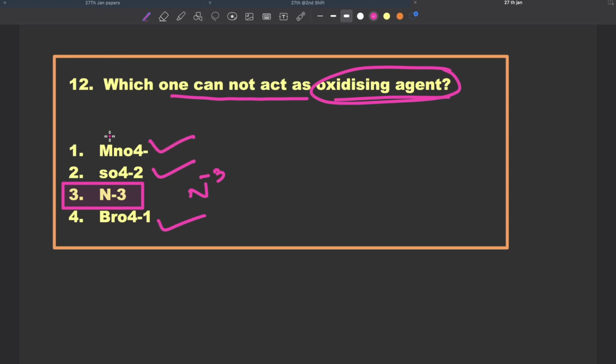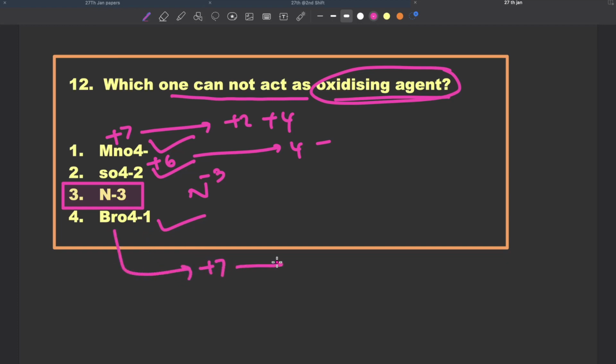Otherwise, MnO4 is in the +7 state, it can go to +2, +4, +3. SO4 has sulfur in +6, it can go to +4, +2 and so on. In BrO5, bromine is in the 8 minus 1, 7th state, so it can go to 5 and all that. But nitrogen is in the lowest state of its oxidation number, so it cannot take up any more electrons to reduce its oxidation number. The lowest possible oxidation number for nitrogen is -3. So, that is why nitride anion is the right answer.